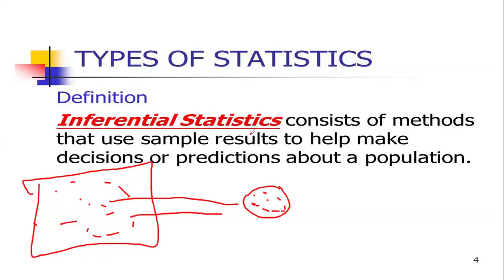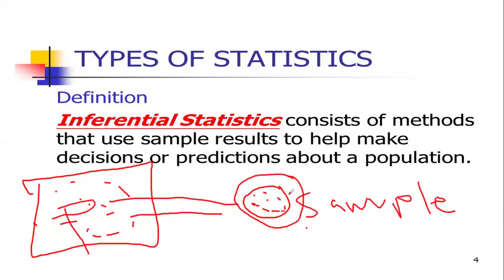So if I have a sample here, and this is the population here, right? If I get a sample of this population, and then I try to find out something about this sample, that will make me predict how this population behaves. That is what we have under inferential statistics. And these are just the terms that you have under inferential statistics.